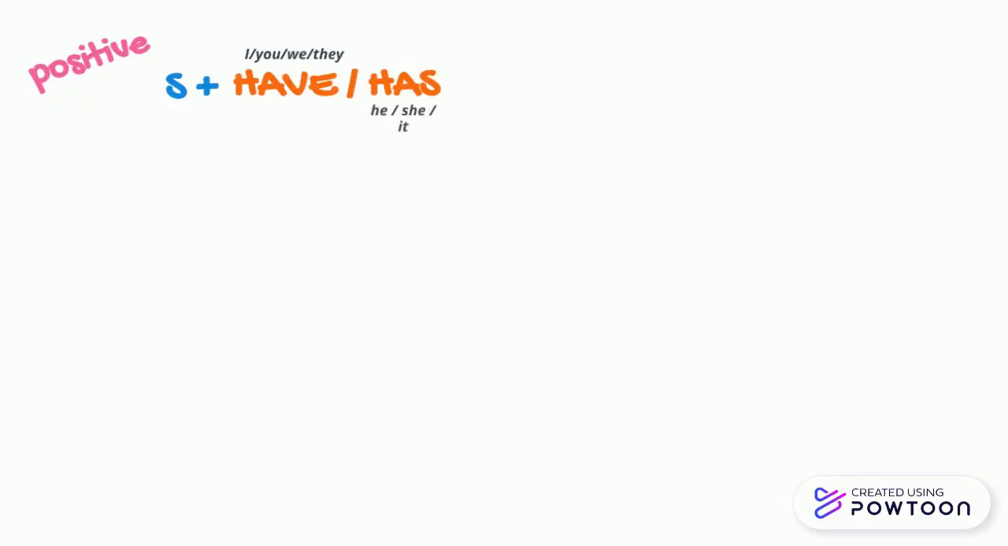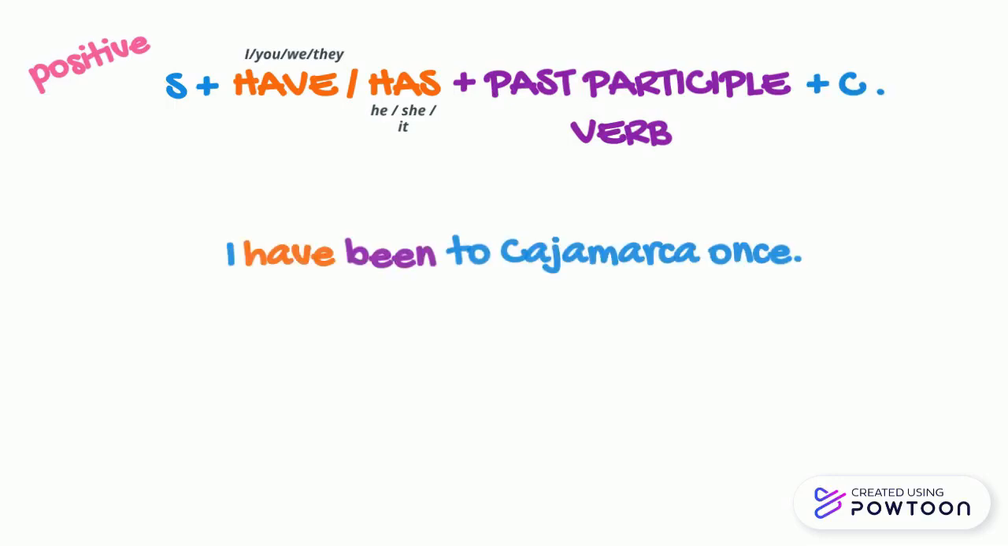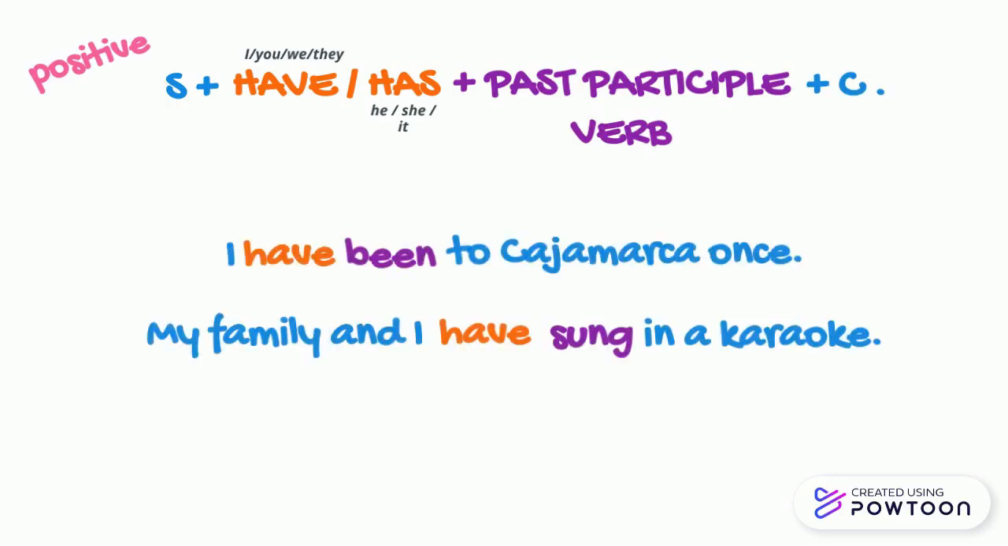We've also worked on the positive form, and you remember you need subject, auxiliary have for I, you, we, and they, and has for he, she, and it, then the past participle, and then the complement. For example, I have been to Cajamarca once. My family and I have sung in a karaoke.